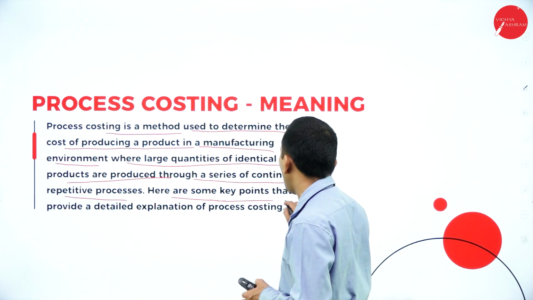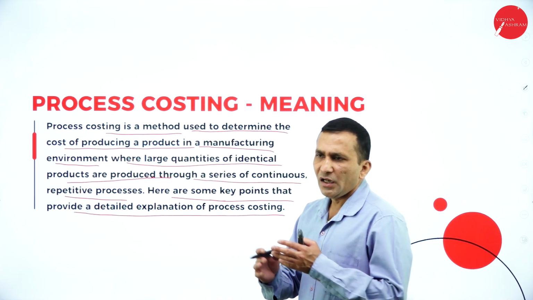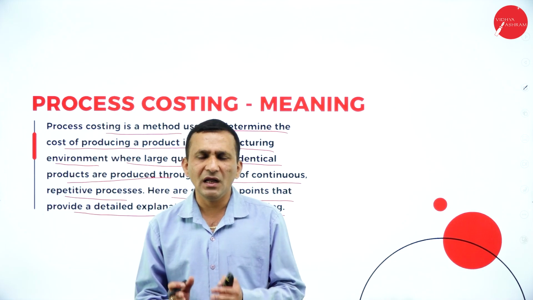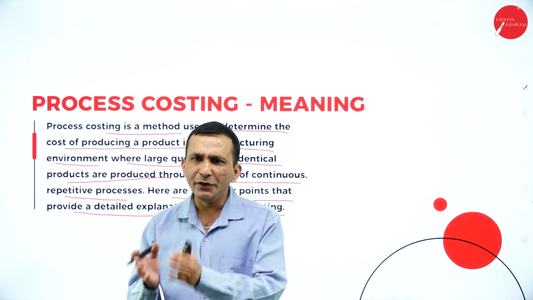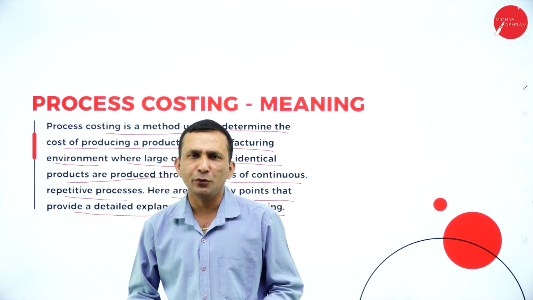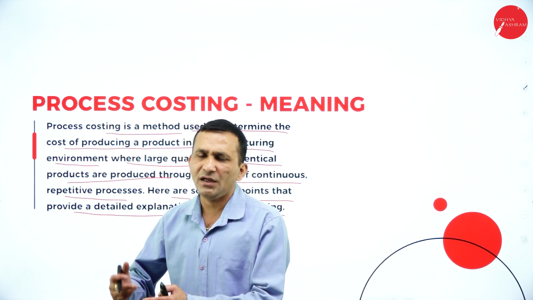Here are some key points that provide a detailed explanation of the process costing. In any process, there is material, labor involvement, and other expenditure. So you introduce how many products you are going to produce for the first process, which is then carried to the next process.